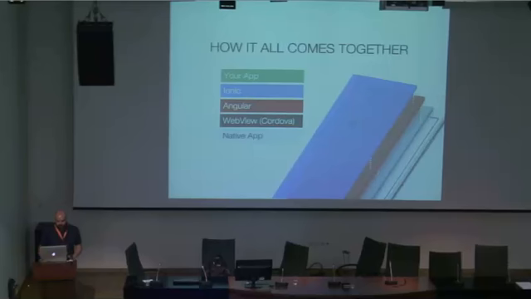So, okay, how does it come together? You build your application at the very first level. Ionic, Angular, the web view from Cordova, and the last compilation to a native application is all part of the framework. You have to worry only about this part.